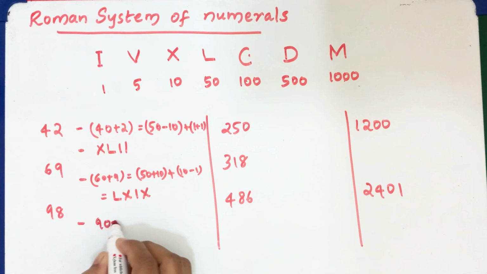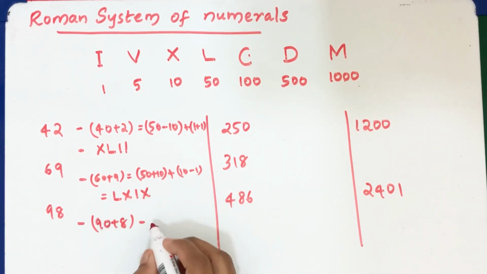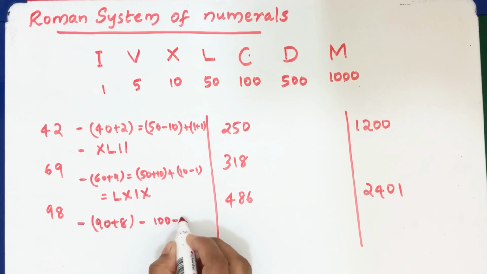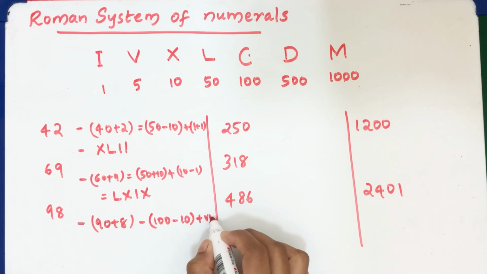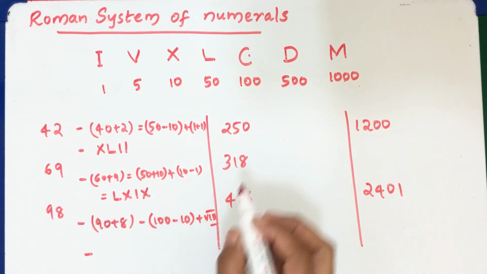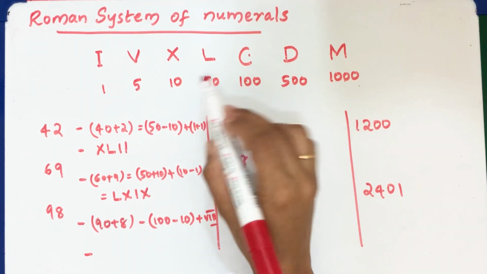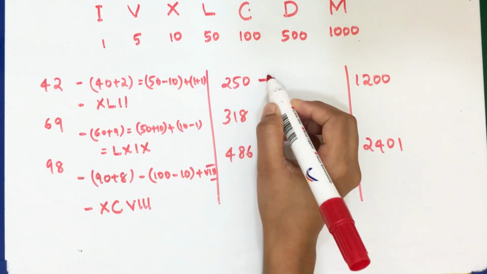Next we have 98. 98 is 90 plus 8. Or we can say 90 is 100 minus 10. 100 minus 10 plus 8, and 8 we know is 5 plus 3. So this is 100 minus 10. 100 is C, 10 to the left of C. That is X to the left of C, XC. 90 plus 8. So this is 98.